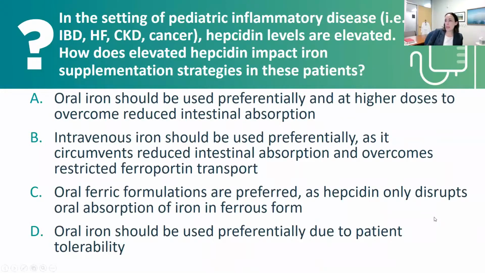In the setting of pediatric inflammatory disease, such as IBD, heart failure, chronic kidney disease, or cancer, hepcidin levels are elevated. How does elevated hepcidin impact iron supplementation strategies in these patients?